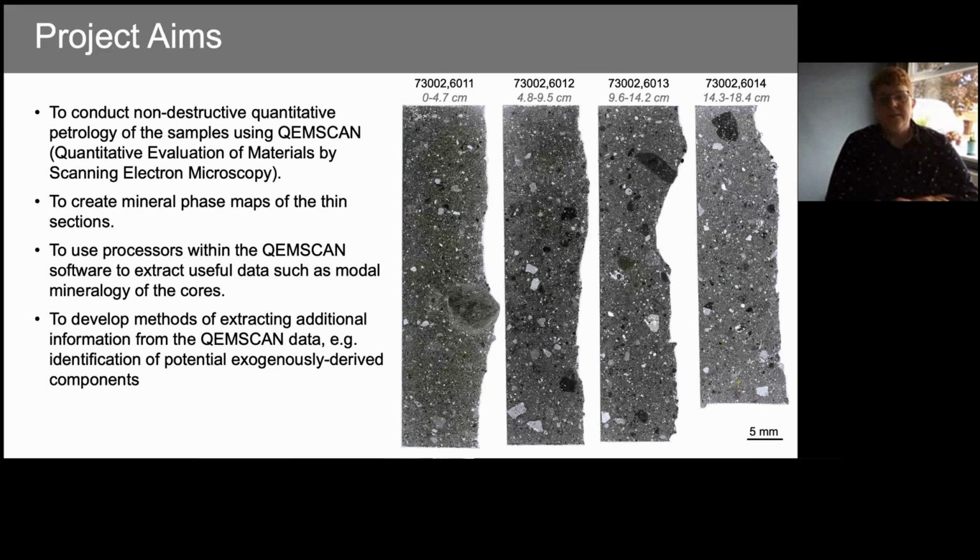So the aims of the project were to use this non-destructive quantitative petrological technique of QEMSCAN to create mineral phase maps of these samples, and then to use the processes within the software to try and extract useful information such as the modal mineralogies. Another big aim was to develop some methods of using the software to gain additional information, such as can we identify any potential exogenously derived components within these samples.